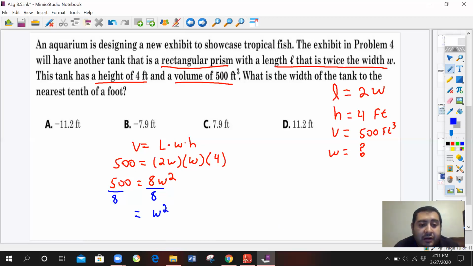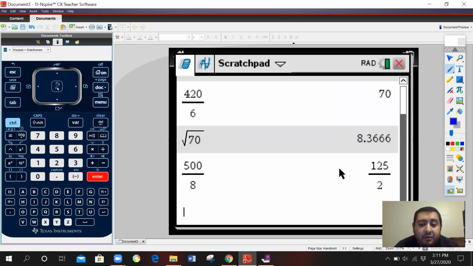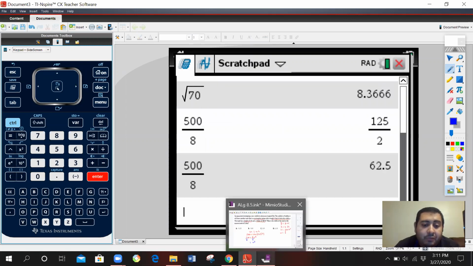Let's use our calculator for this purpose. 500 divided by 8, enter. It gives us 125 over 2. Let's put it as a decimal. Control, enter. 62.5. So let's put it here as 62.5.